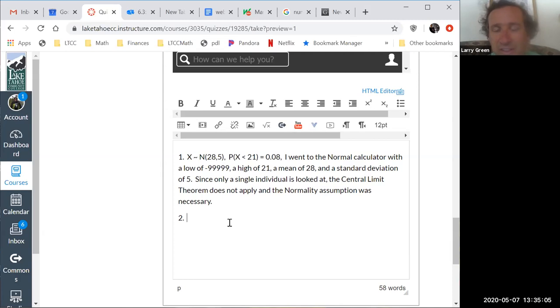What changes? Yeah, the first thing is it's not X anymore, it's X bar. And it's easy to just write X bar. You could do fancy formula stuff, but on a quiz, just do X bar, it's easier. Okay, and then tilde, still have N. Do we still have 28?